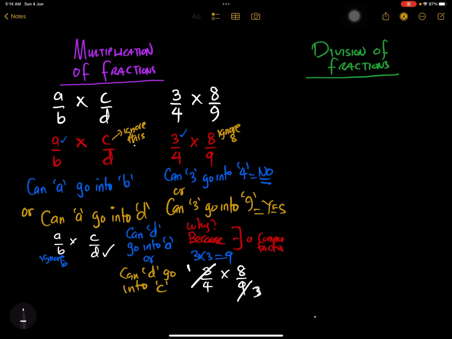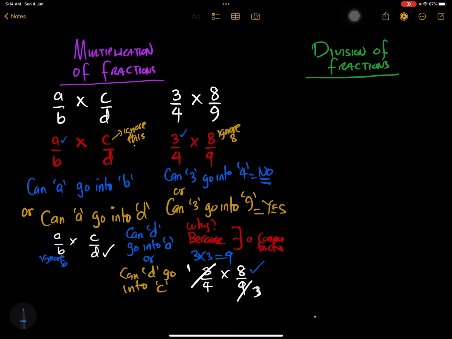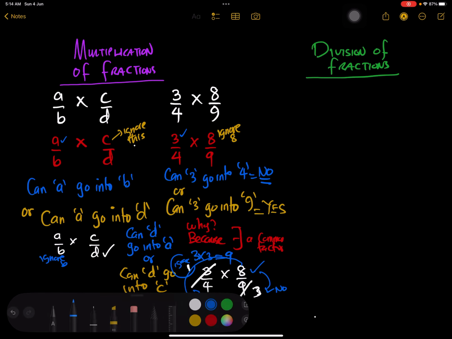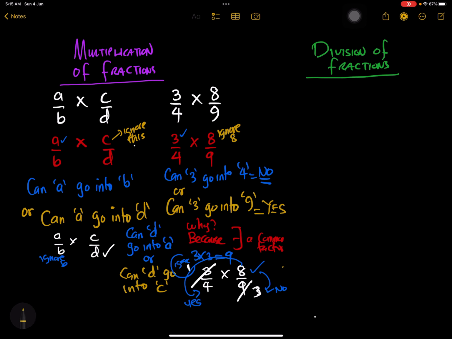We can do the same for the number 8. If we pick this number, it means we have to ignore the 1, right? And then we need to ask the question, can 8 go into this? No. There's no common factor. But can 8 go into 4? Yes, because there's a common factor. And what's that common factor? It's 2, because 4 times 2 is 8.